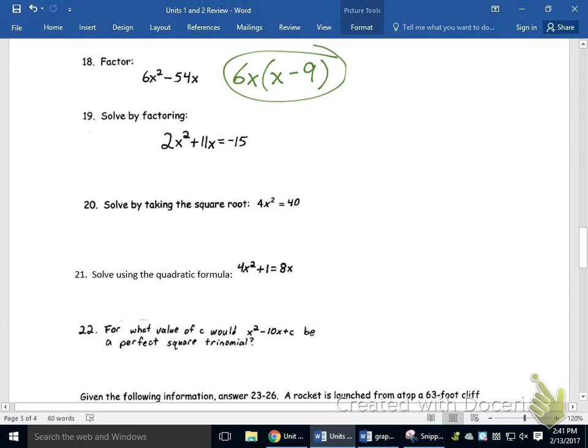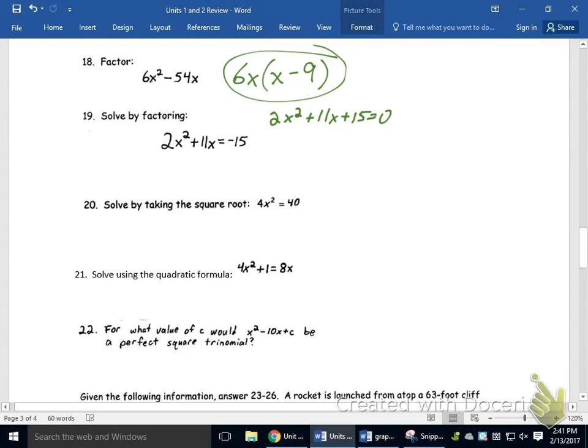For number 19, it says solve by factoring. Technically, you don't have to solve by factoring because I'm not going to know how you solved it. I would, however, go ahead and get it in standard form. Personal preference, I'd actually use the graphing calculator at this time. So if you see solve by factoring, you can actually get it done with the graphing calculator.